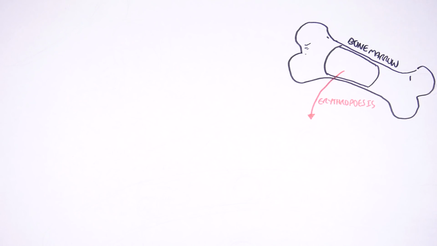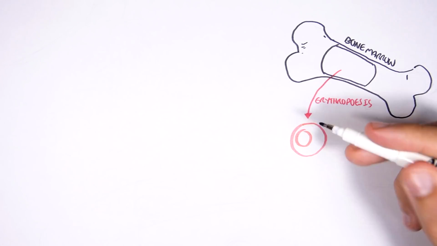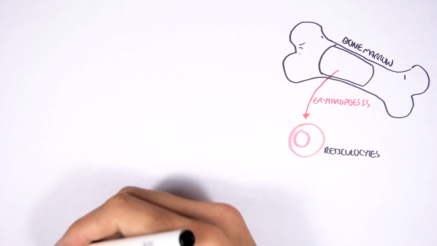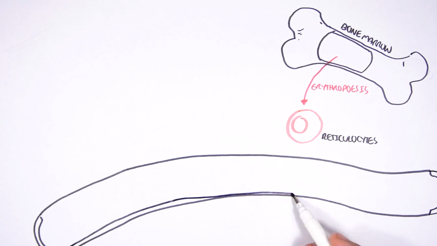In this video, we're going to look at heme catabolism and bilirubin metabolism. So we begin with erythrocytes, or red blood cells, that are produced in the bone marrow through a process known as erythropoiesis. Stem cells in the bone marrow will give rise to early erythroblasts and then eventually reticulocytes. And then reticulocytes will form erythrocytes, which are our red blood cells.